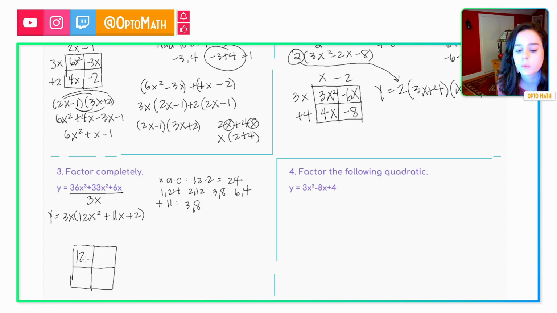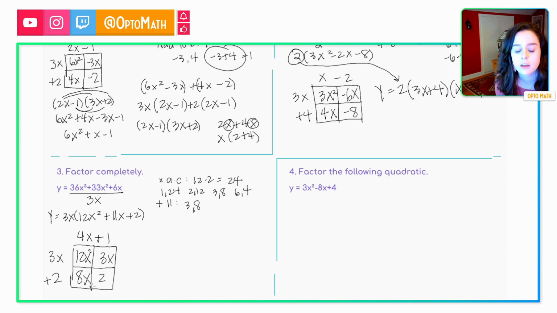Okay, so 12x squared in the top left, 2 in the bottom right, and then we've got 3x and 8x. So let's find the GCF. That's going to be 3x, 2, or positive 2. Let's put the plus there. 12 and 8 would be 4. We've got an x there as well. And 3 and 2 would just be a 1. And there's no x either.